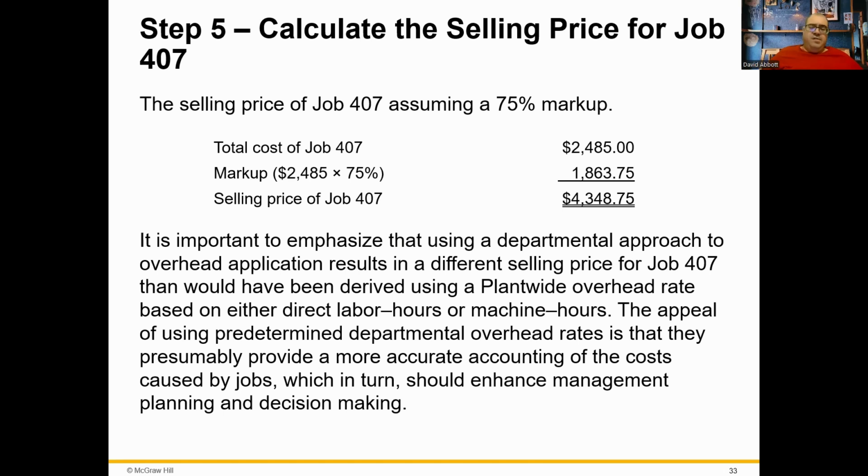Now, it's important to emphasize that using a departmental approach for overhead application could result in a different selling price than if we just used a plant-wide overhead rate based on either direct labor hours or direct machine hours. But the appeal of doing it this way is that it presumably provides a more accurate accounting of the costs caused by jobs, which in turn would enhance management planning and decision making.